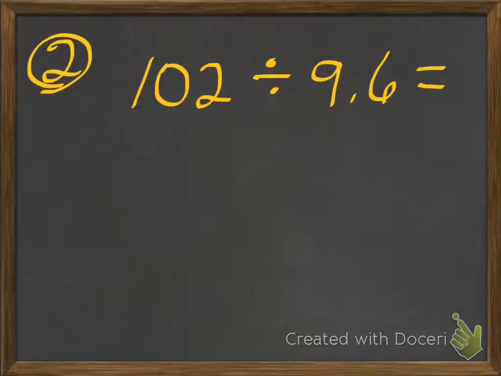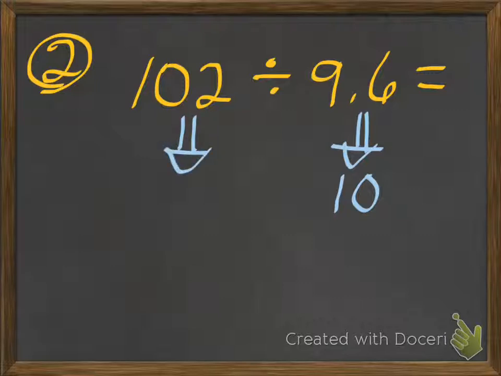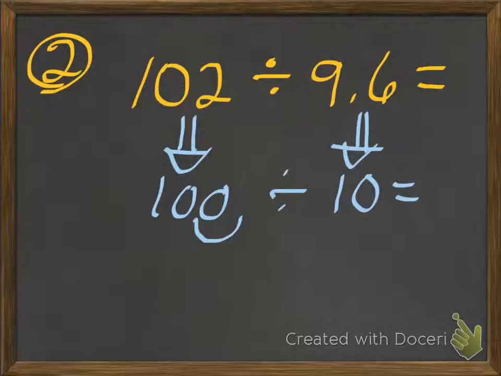Let's try number 2. 102 divided by 9.6. Okay, so I'm going to round that 9.6 up to 10. I'm going to go ahead and take the 102 and change it to 100, round that down. Okay, so now I have 100 divided by 10. Remember, that's really easy. We learned yesterday how to move that decimal over just one place. There's 1 zero in 10, so we're going to move that decimal point over one place. But you should also know that 10 times 10 equals 100. So our estimated answer is 10.